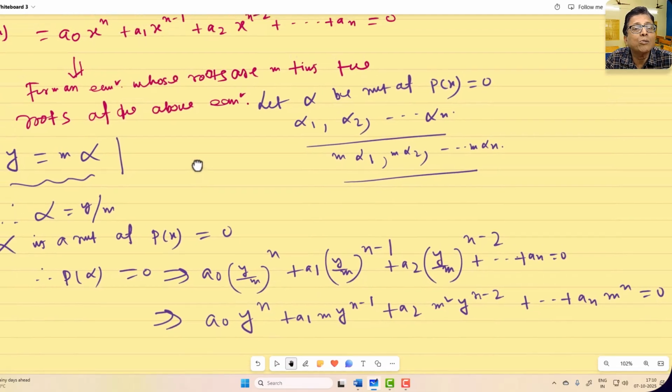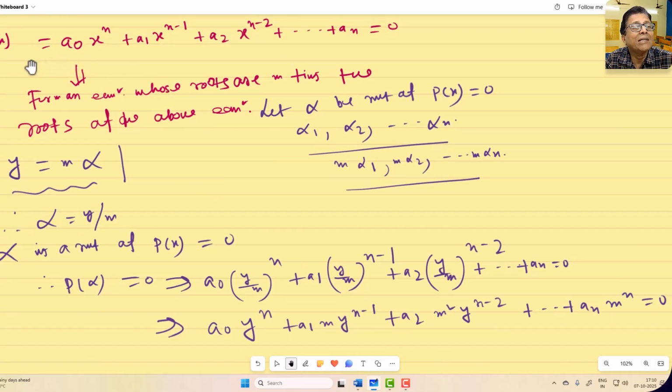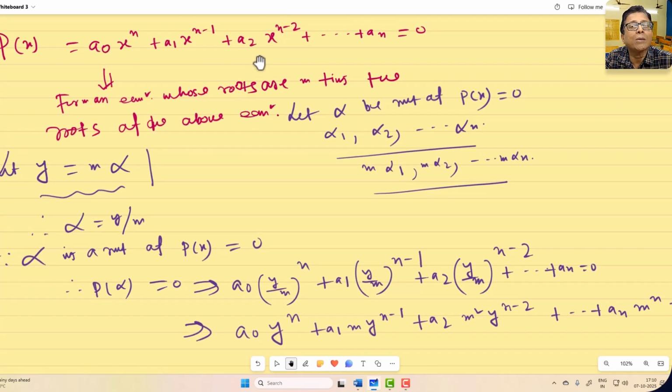Now see the given equation: a0 x to the power n plus a1 x to the power n minus 1 plus a2 x to the power n minus 2. You have multiplied the roots of this equation by the factor m. So you have multiplied those coefficients by what? By 1, because this one remains the same, only the variable is changed. So 1, the second coefficient by m, the third one by m square, the fourth one by m cube, and it continues in this manner.